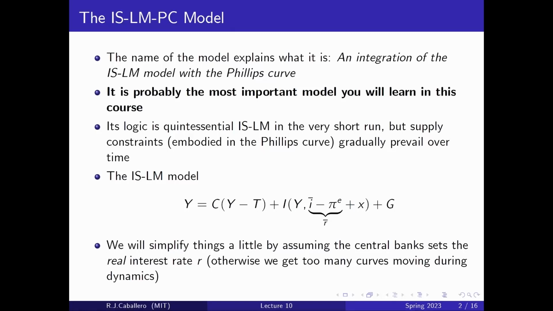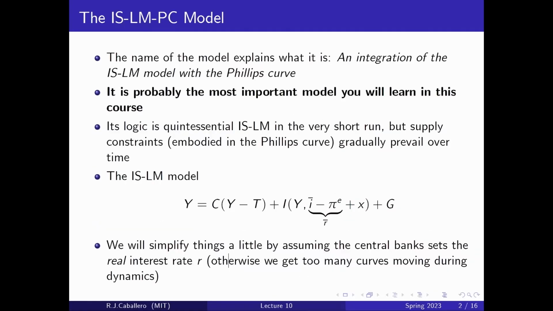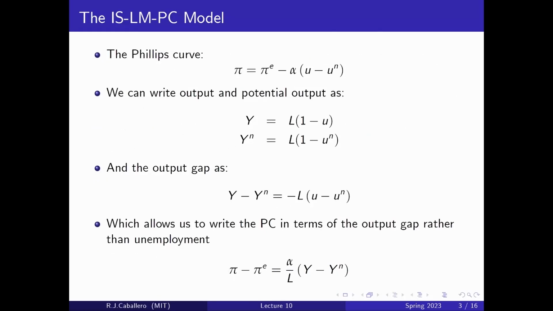The ISLM-PC model was just going back to the ISLM model. We're going to simplify things by just assuming that the central bank sets the real interest rate, and the real interest rate is that, okay? And to that we added a Phillips curve, but we didn't like that Phillips curve because everything else is a function of output and interest rate, and now we have inflation and the unemployment rate, so yet another variable to carry around.